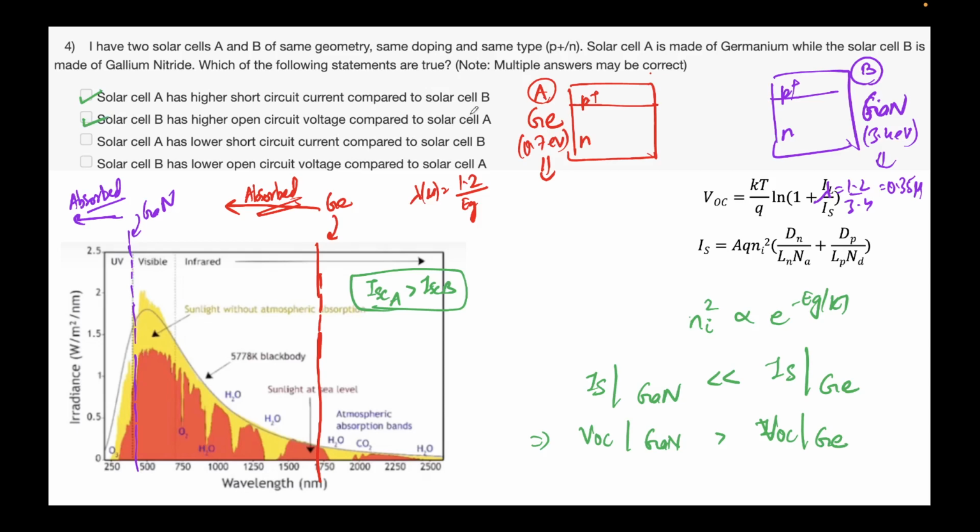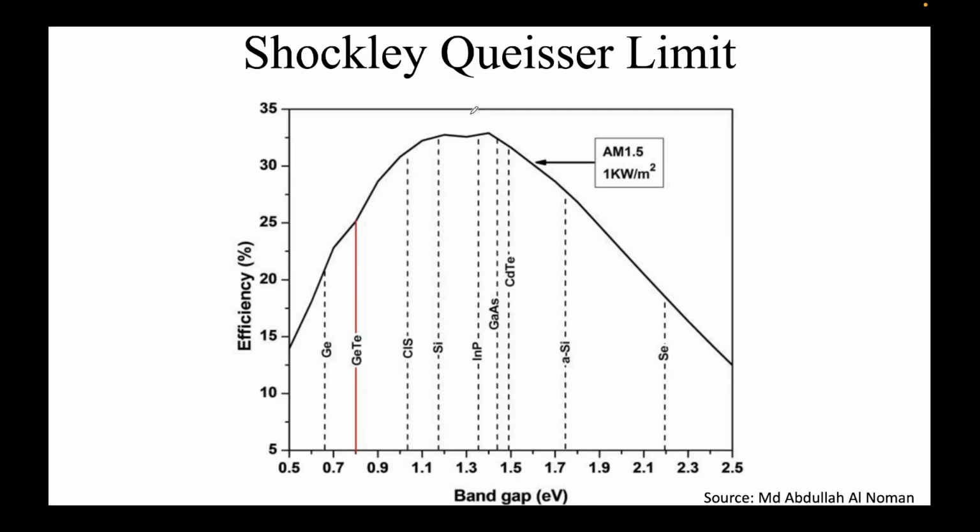So solar cell B has higher open circuit voltage as compared to solar cell A, and this is the typical trade-off that you see. I told you need a high ISC and high VOC for better performance. There's a trade-off. Here I'm just comparing the two materials itself, but this is a fundamental trade-off that we have observed. This is the Shockley-Queisser limit.